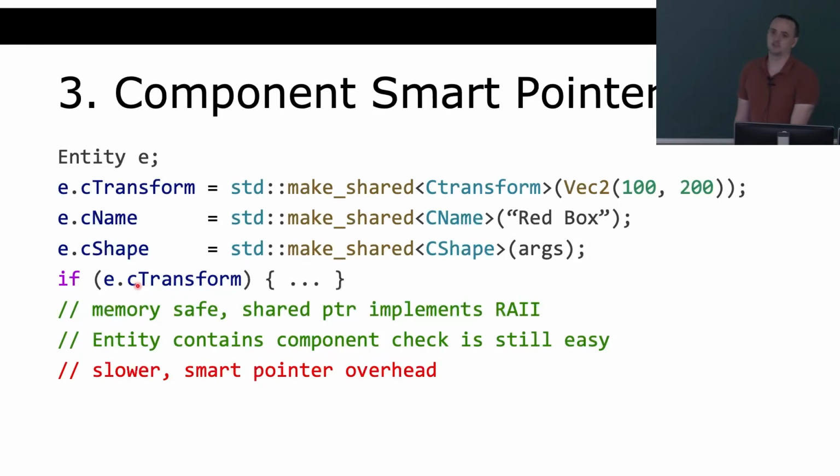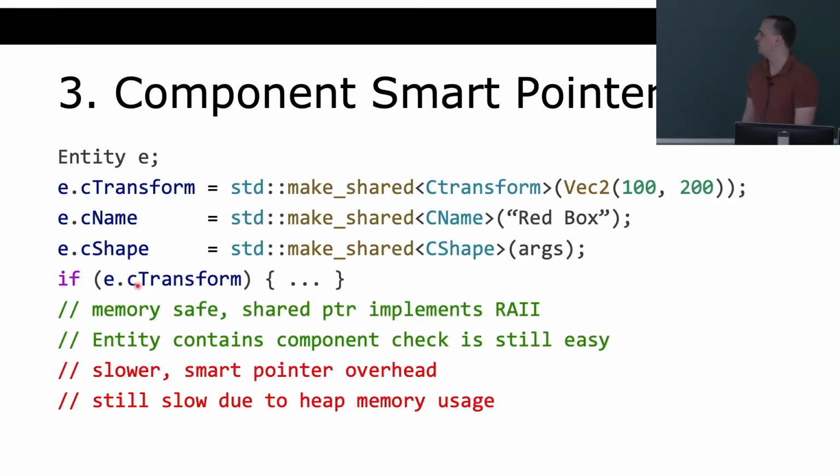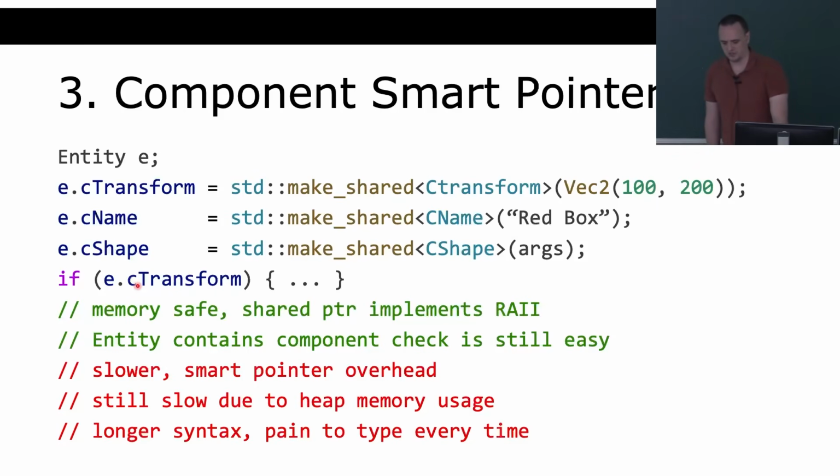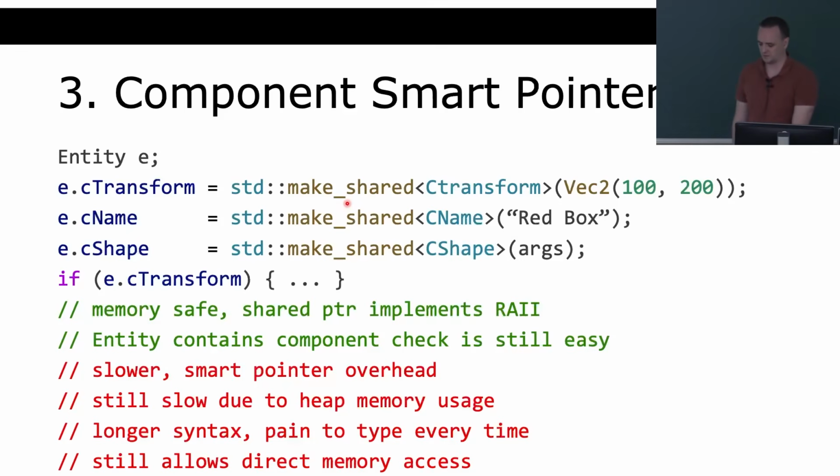It's slower, much, much slower. Smart pointers have a terribly bad overhead that you want to avoid if at all possible. It is still slow due to the heap memory usage, and it's a larger syntax, and it's a pain to type every time. And again, I need to know now that my components are stored as shared pointers, and I need to know the syntax to make shared pointers, and this is just like, please save me from this. I shouldn't have to know all of these details. They should be abstracted away from me. And it still allows direct memory access, which again is bad.